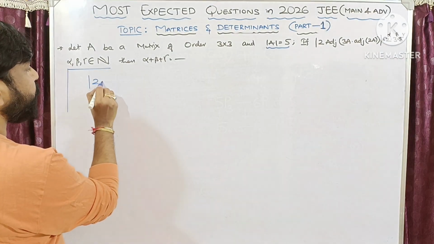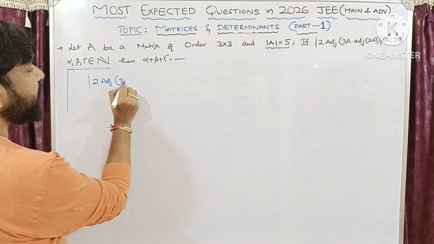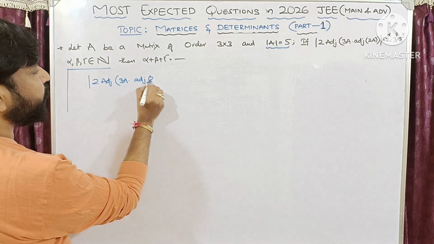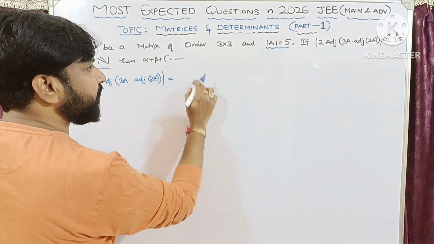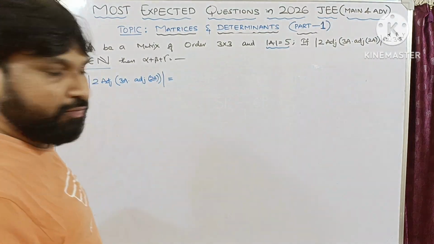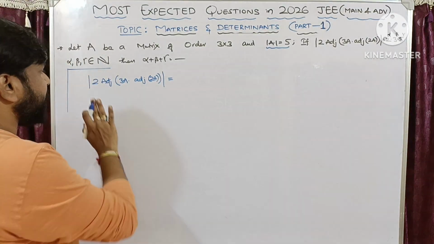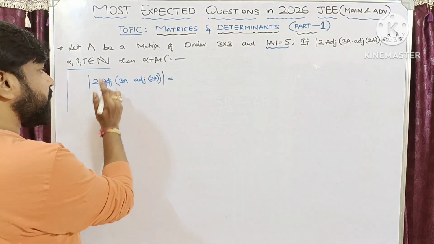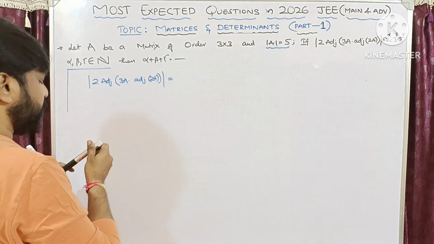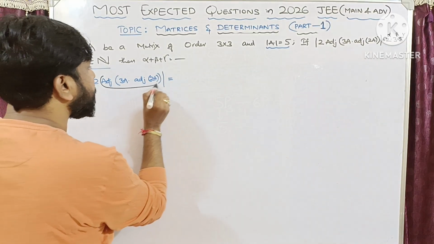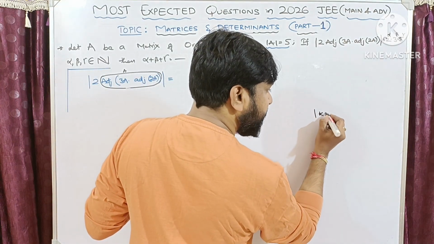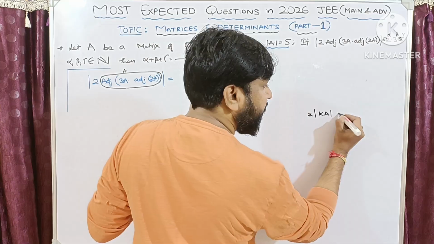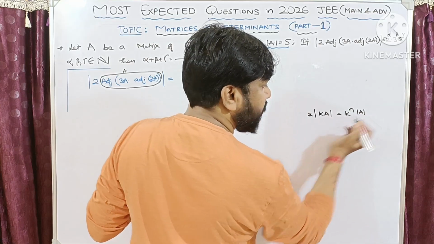So this determinant of 2 adjoint of 3A into adjoint of 2A is equal to 2 power alpha, 3 power beta, 5 power gamma. Let us try to simplify that one. Whenever a determinant has a constant, let this total value be called A. Now it is of the form, as per our discussion, determinant of KA. Determinant of KA can be written as K power n into det A, where n is the order of the matrix.